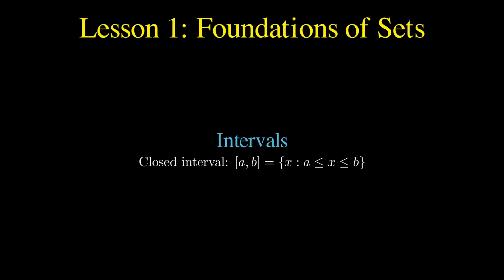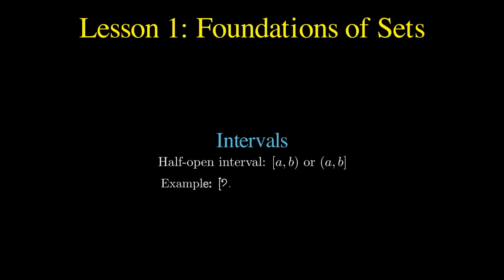A closed interval [a, b] includes both endpoints. So [1, 3] includes everything between 1 and 3, also 1 and 3. And finally, a half open interval like [2, 5) includes one endpoint but not the other. So here 2 is included but 5 is not.